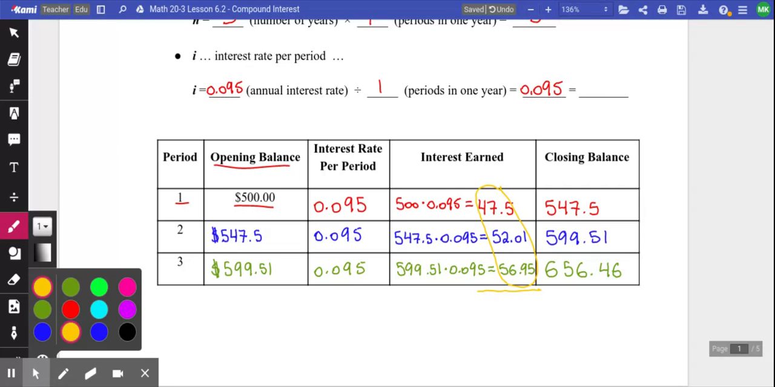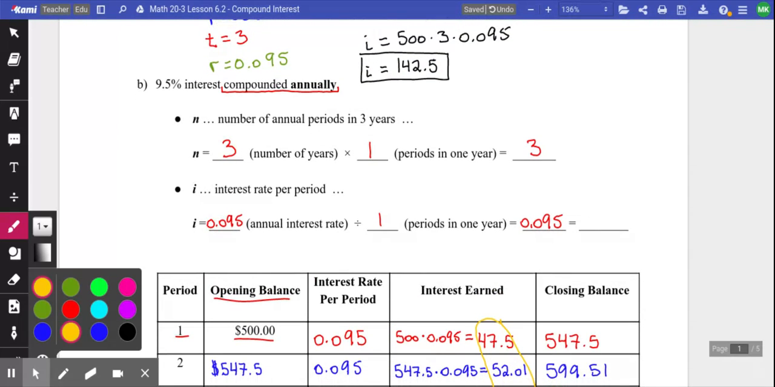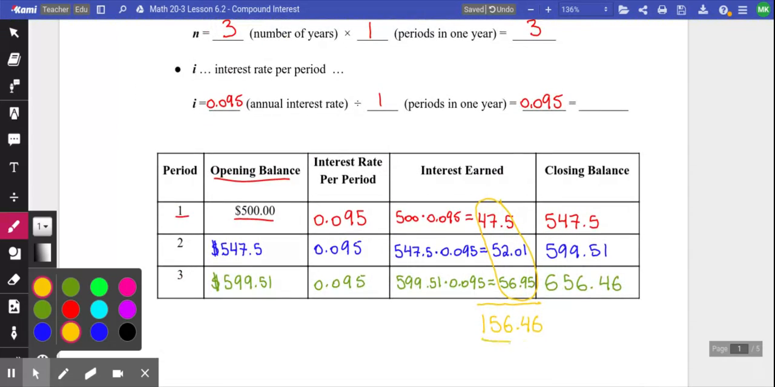So for instance, we go 47.5 plus 52.01 plus 56.95 gives us a total of 156.46. If we compare that to our simple interest answer, 146.5, you'll notice that we actually have a higher number with 156.46. Again, it's higher because they're charging interest on the interest after every year. They're making money on their money, essentially.